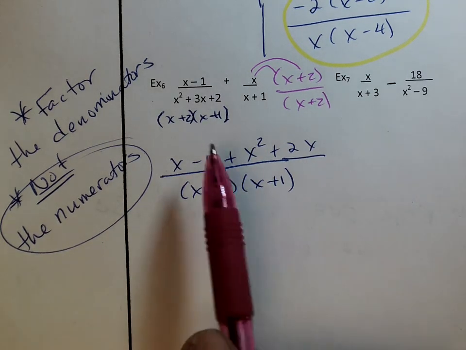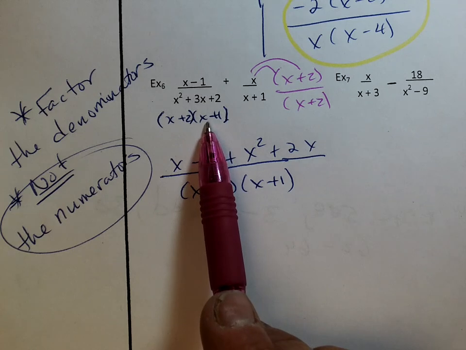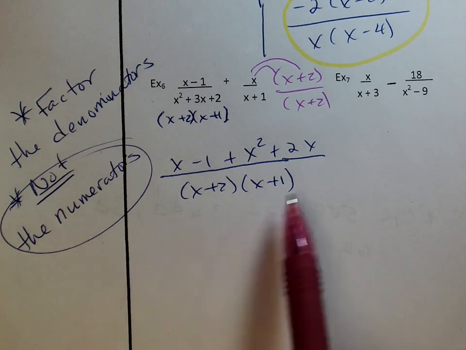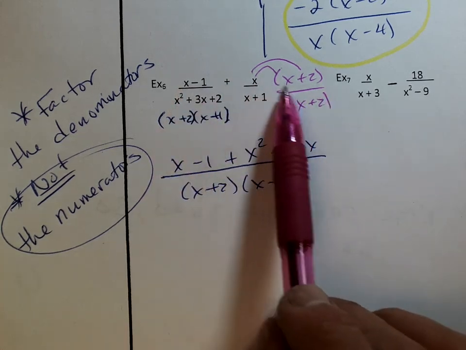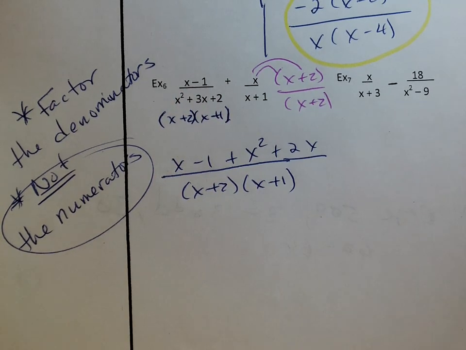I knew that they both needed an x plus 2, x plus 1. So I gave this an x plus 2. Wrote down my common denominator. And then I simplified the numerator of this fraction. Okay, let's see what we got now.